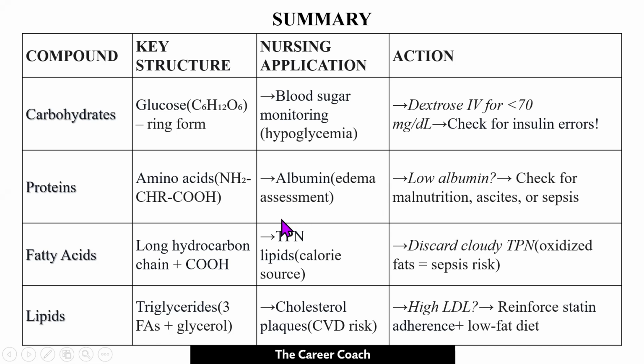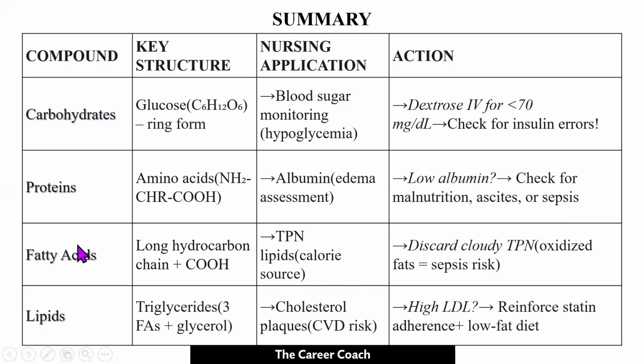So albumin in edema assessment means that there is need to check albumin level. It is the reason why there is swelling on the patient's extremities. Because of low albumin, there is need to check for malnutrition, ascites, or sepsis.